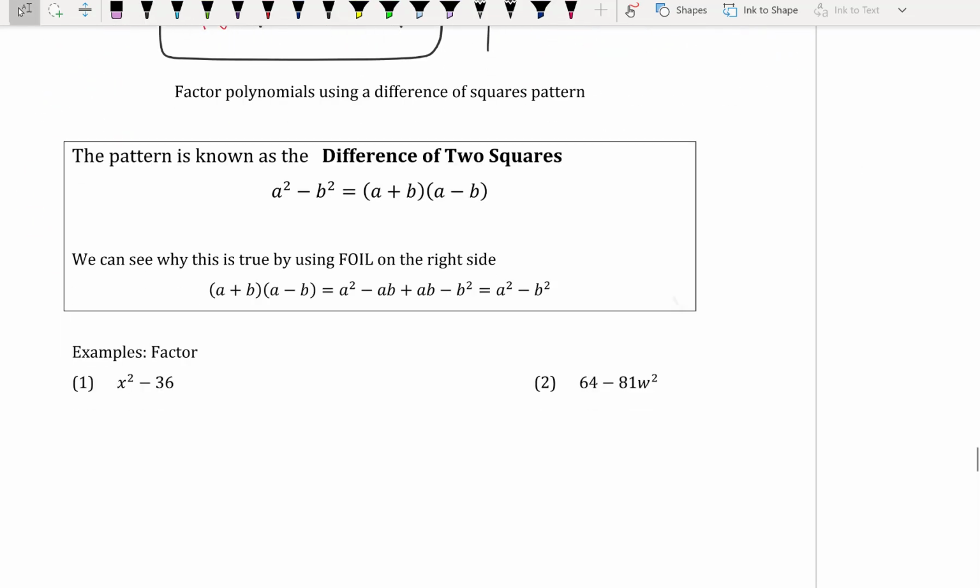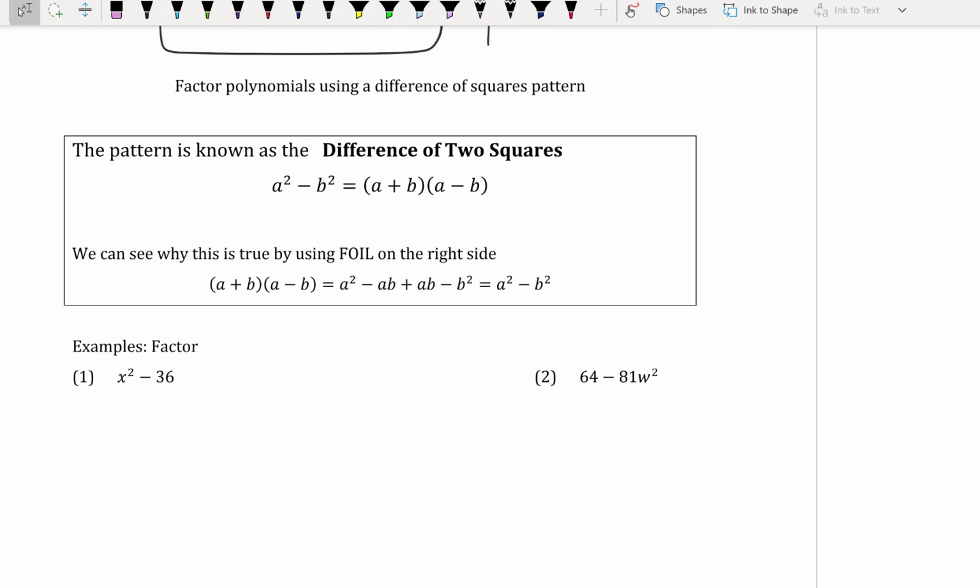Okay. Now for the next part, we're going to be looking at another pattern, and that pattern is called the difference of two squares. So if I have a squared minus b squared, it's going to factor out into its conjugate pairs. And conjugate pairs are when they're exactly the same. The only difference between them is that you have a plus and you have a minus. So it turns into a plus b and a minus b.